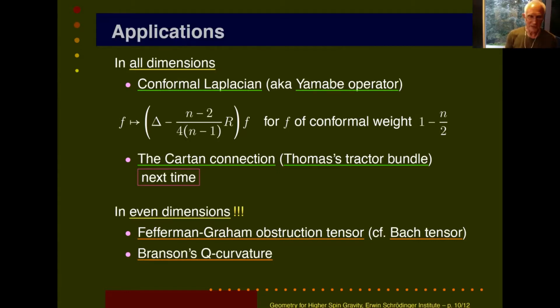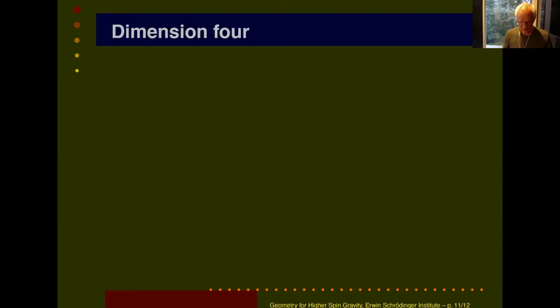The other thing which comes out is so-called Branson's Q curvature and these things called GJMS operators. So GJMS stands for Graham, Jenne, Mason, and Sparling. Okay, so let me just look at these things a little bit and then I'll stop. And then next time I'll come back to the Cartan connection.